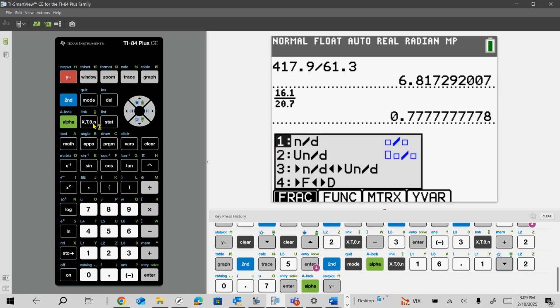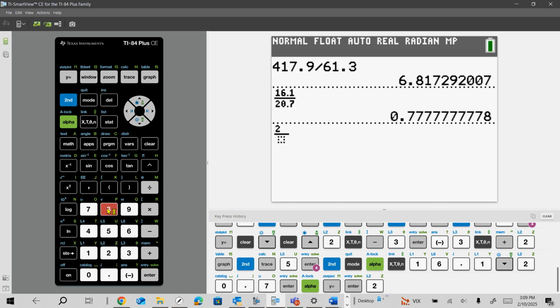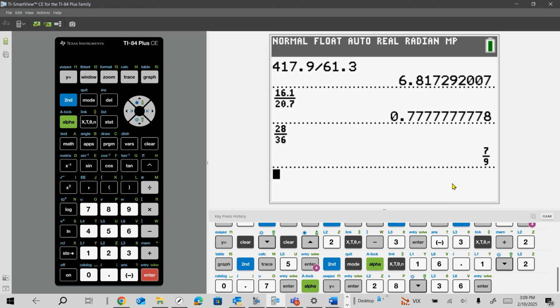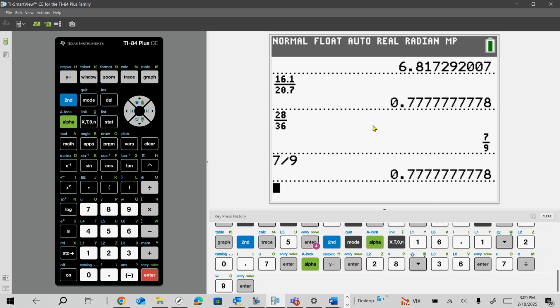And then if I had, sorry, what was it, 28 over our 36. That's 7/9. If I want to see what decimal that is, I can just do 7 divided by 9. And they get the same decimal right here, 0.7 repeating.